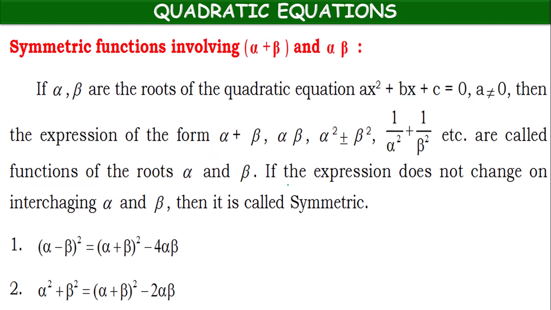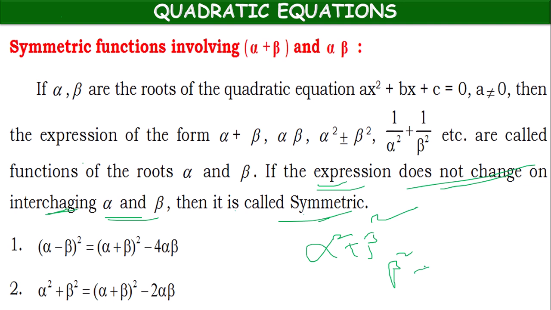Suppose the expression does not change on interchanging alpha beta, then it is called a symmetric function. Suppose alpha square plus beta square is there. If we interchange, it will become beta square plus alpha square, which is the same as alpha square plus beta square. So these types of functions or equations are called symmetric functions.